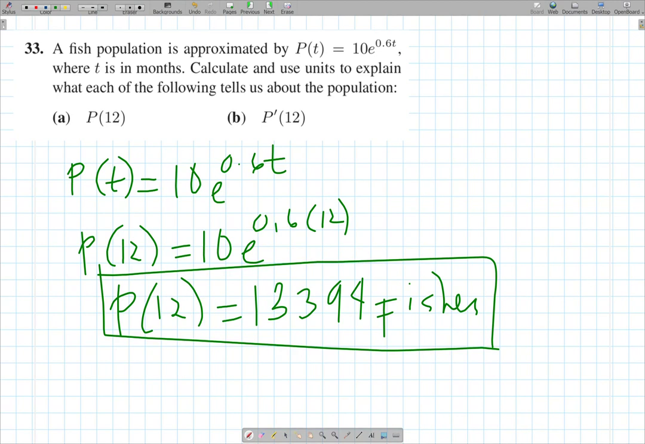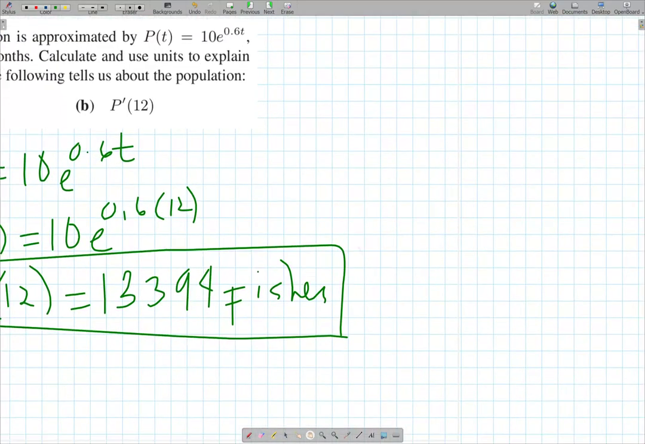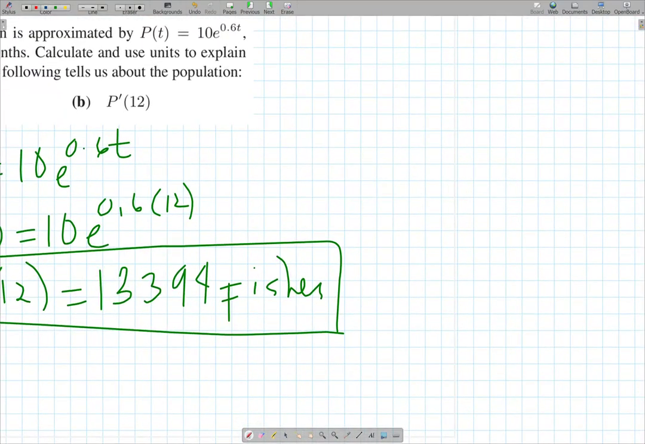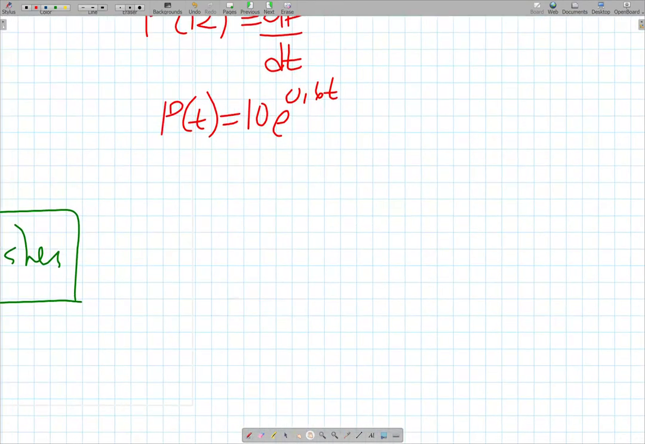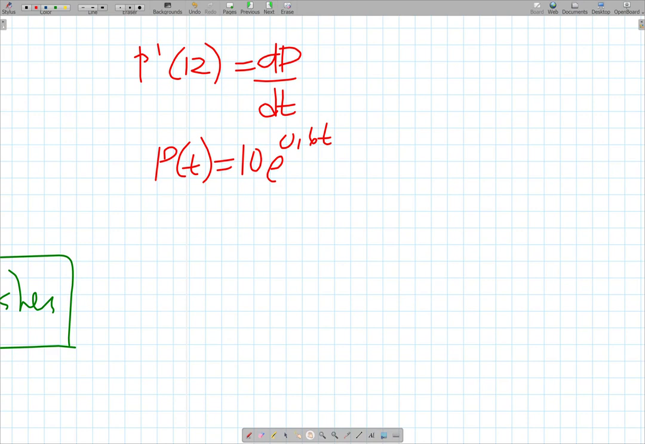Then, letter B is P prime. We are looking for P prime. No? P prime of 12. Ang ibig sabihin ng P prime, that is actually dP over dt. So, we have to derive the given equation, which is P of t is equals to 10e 0.60. Okay? So, how will you derive? So, dapat to obtain P prime, no? To obtain P prime or dP over dt, we have to derive this equation. No? To obtain dP, we have to derive P.